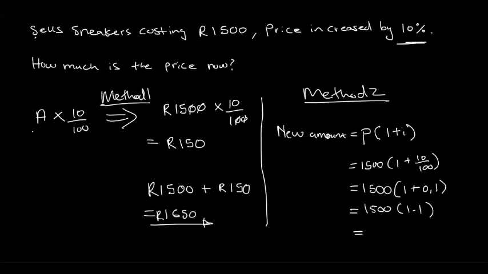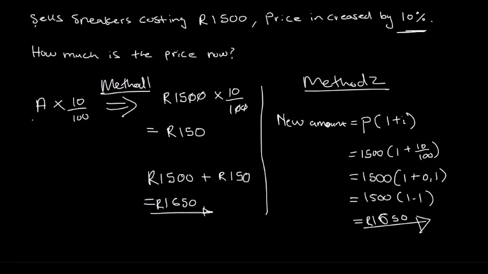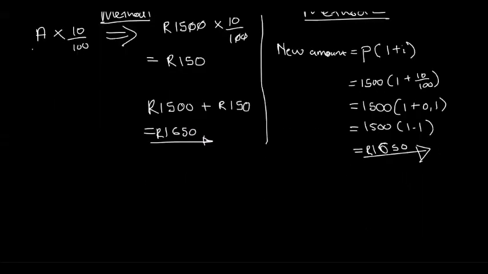That will then give you the same thing, 1,650 rands. So that's a fast way to quickly find the new amount when you're having a price increase. When you're having a price increase, you put 1 plus the increase, as we did there.